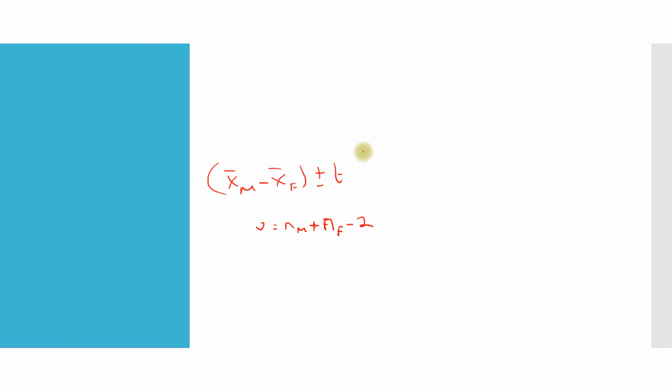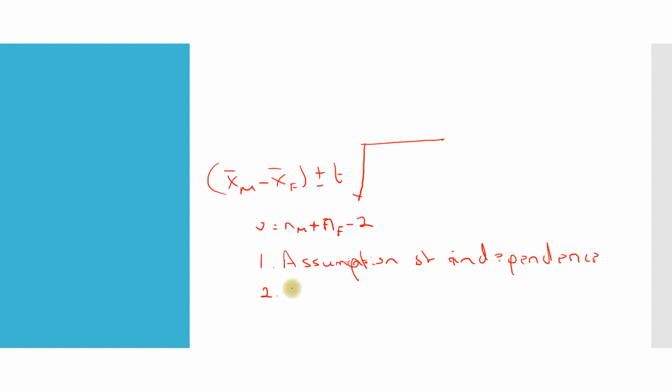And then for you to be able to decide what standard error to use, you will have to base yourself on the assumptions that we already discussed before, the assumption of independence. We also need to make the assumption of normality of population.